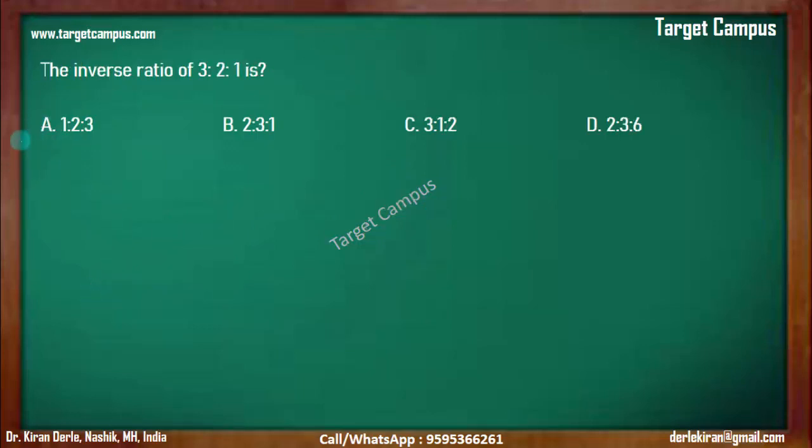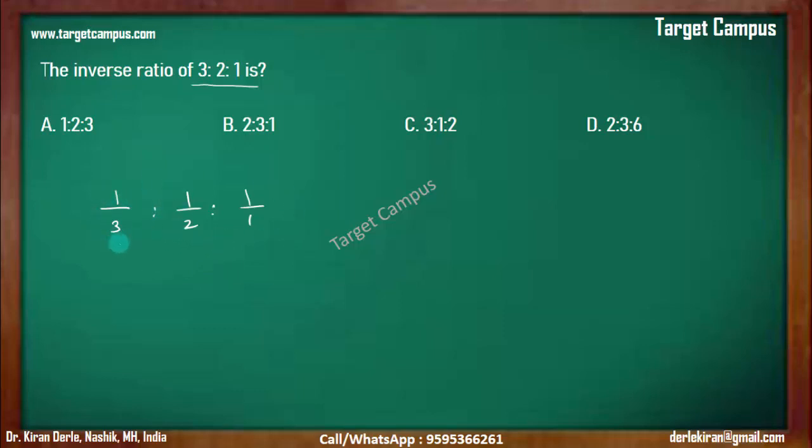Let's move on. The inverse ratio of 3 is to 2 is to 1. What is inverse ratio? Inverse ratio is 1 upon 3 is to 1 upon 2 is to 1 upon 1. Right? This is what the inverse ratio is. But we don't write ratios in this format.